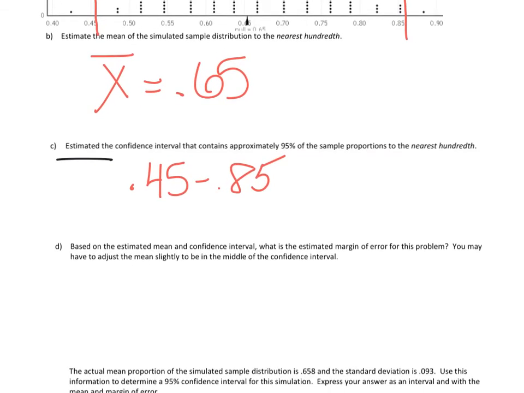So based on the estimated mean and confidence interval, what is the estimated margin of error? Okay, so I'm going to kind of work backwards.